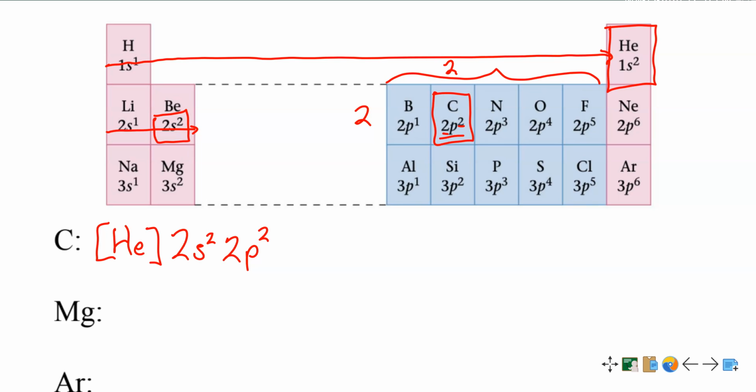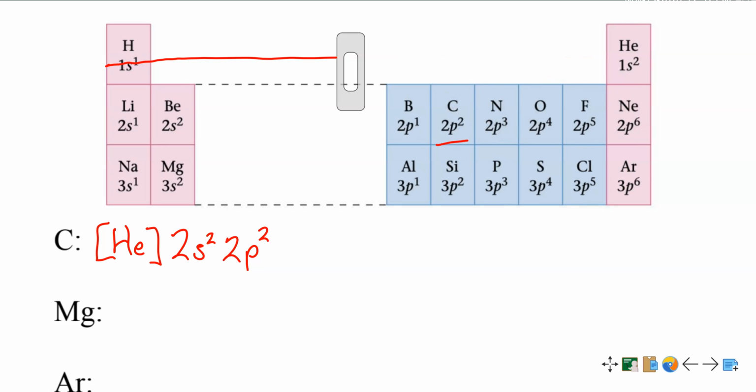Now, I'm going to erase this for a second so we can do the next one. We're going to do magnesium. Magnesium is right here. So we know that the last thing is going to be 3s2. I know it's 3s2 because it's in the third period and it's in the second column of the S block. So it'll be S2, and it's in the third period, so it'll be 3.